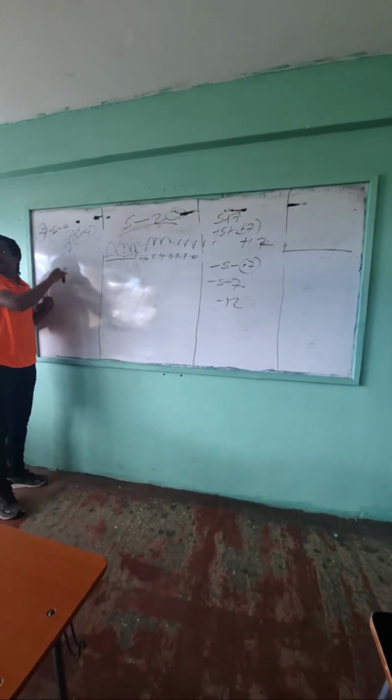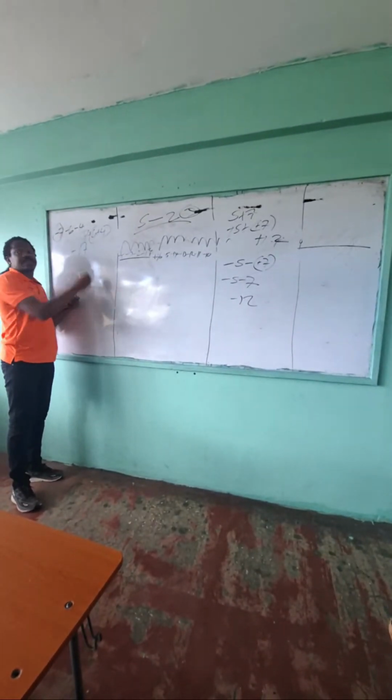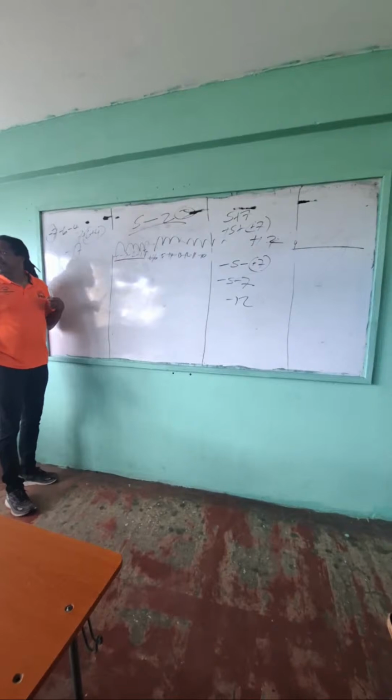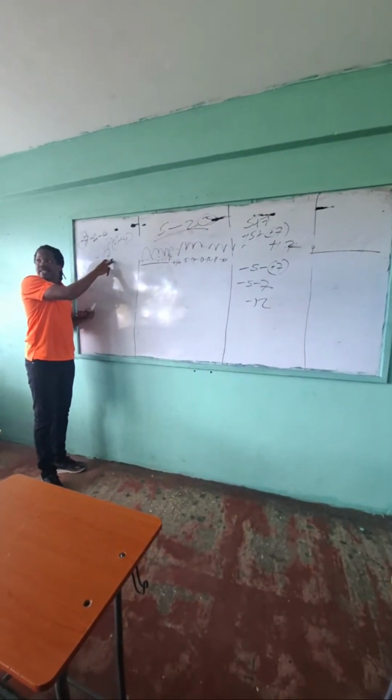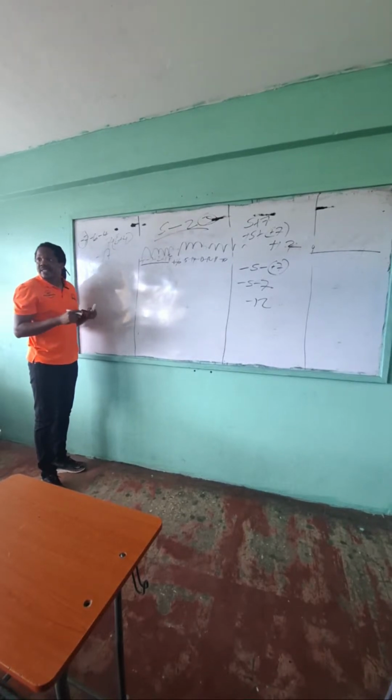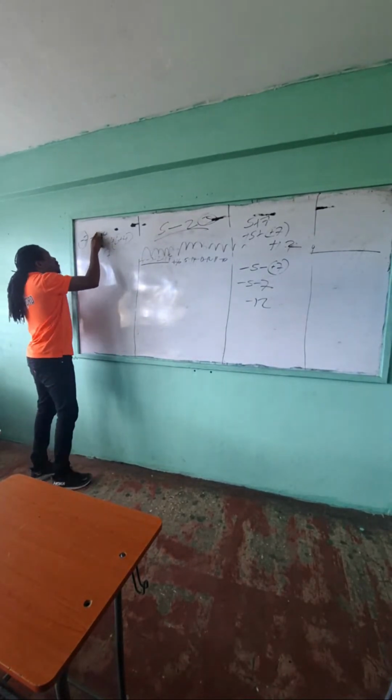What direction? Negative. So therefore the answer is negative 17. Everybody understand that? What if one of them was plus?